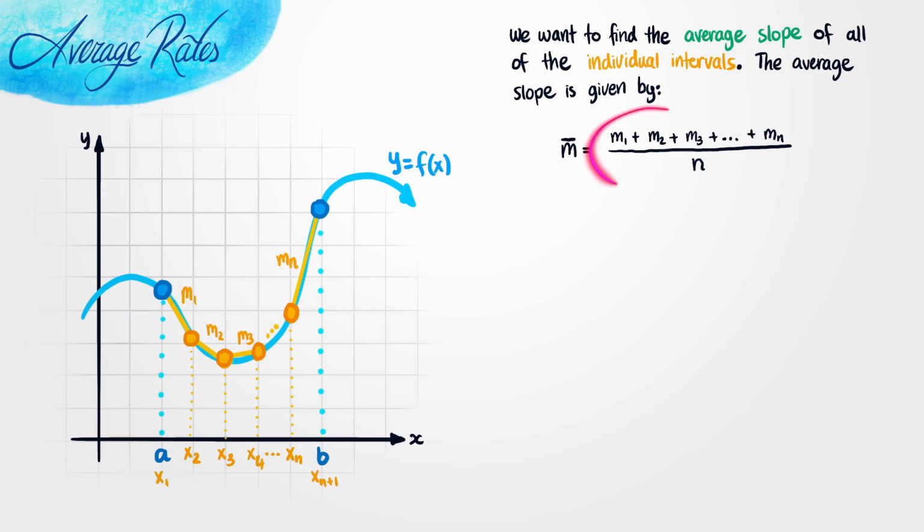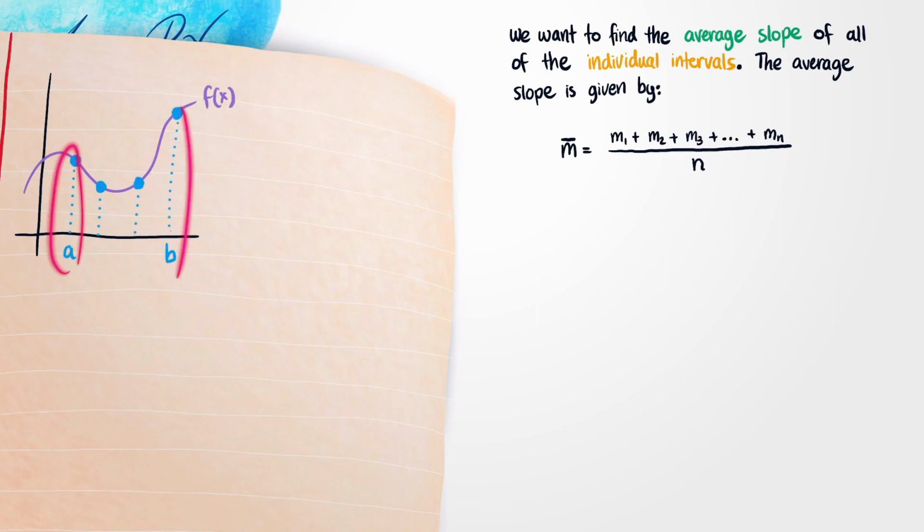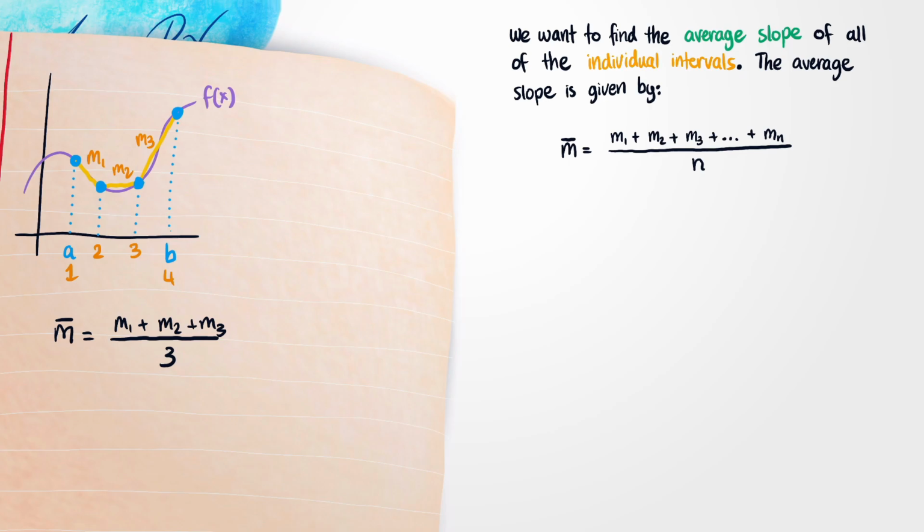Now calculating this average in the general case is actually needlessly complicated. So instead I'm going to go ahead and show you a specific example that'll get the basic idea across. Let's pretend that a was equal to 1 and that b was 4, and we broke the length between them into 3 subintervals. Now in this case the average gradient is just m1 plus m2 plus m3 divided by 3. Now to evaluate this, let me go ahead and bring the 3 out the front.